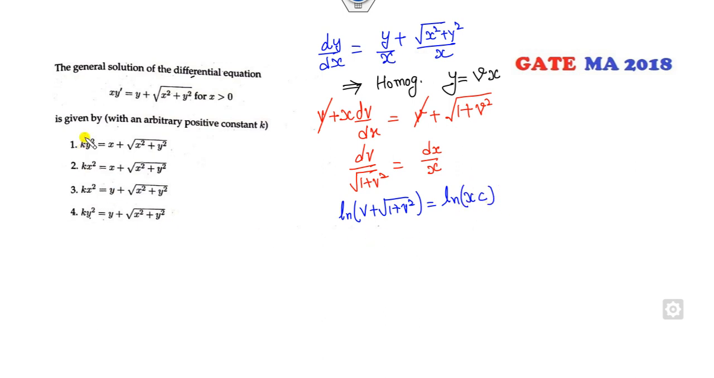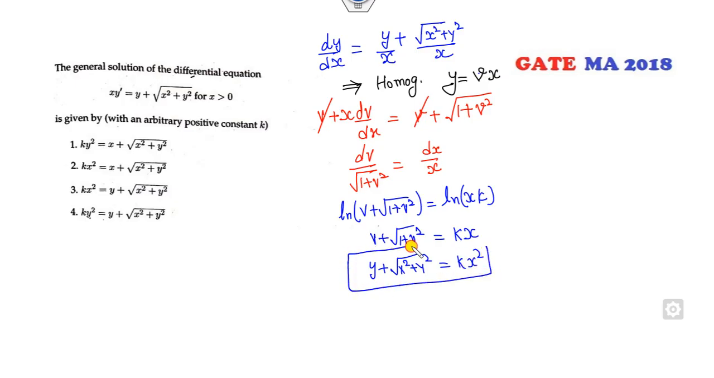Or now the constant is k, so I can say it's k. So v plus the square root of 1 plus v square is kx. I can substitute y equal to vx. So y plus the square root of x square plus y square, over x, is kx. So kx square is on the right. It's kx square, and the y square terms cancel. C is the right answer of the problem.